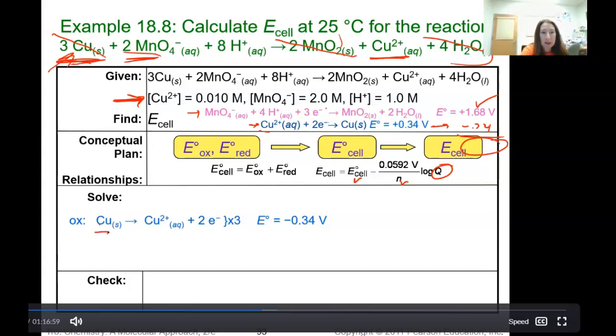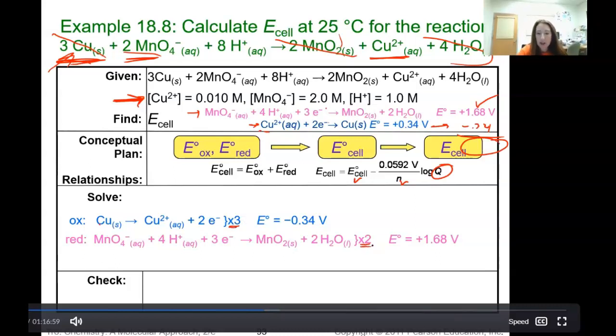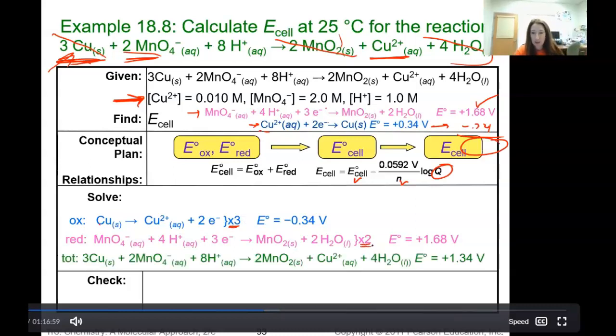So we had Cu on this side and Cu on the other side. So we flipped our potential. This one was already good. This one we had to multiply by 3. This one we had to multiply by 2. So our electrons would fall out, and there is our E cell. So we have a piece of our reaction. So that's our E cell, 1.34, 1.34. Our N is 6.